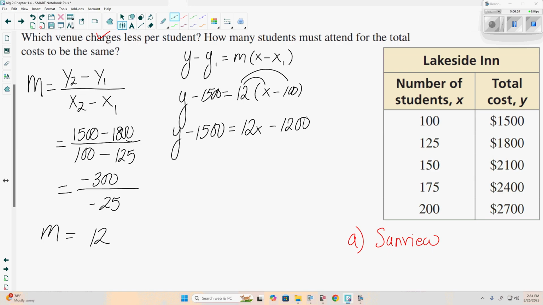So, almost done getting y by itself. What do we need to do next? Add 1500 to both sides. Now, negative 1500 plus 1500 is 0, leaving us with y by itself. Still have the 12x. Negative 1200 plus 1500 is 300, positive 300. So that gives us our other equation.